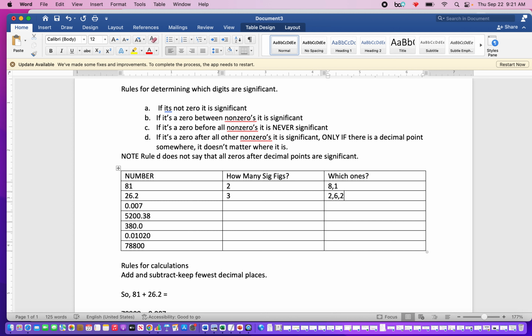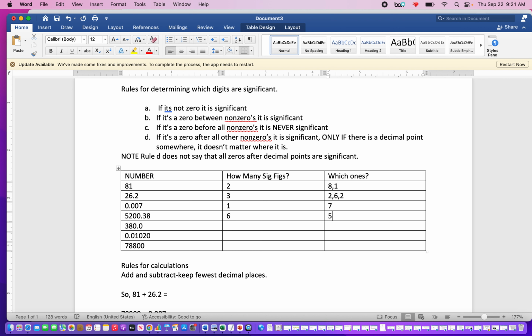All of those count. On number 3, the 0.007, notice none of those zeros at the beginning count. Those are all zeros before non-zeros, so they should not count. So we're left only with the 7, so we have 1, and it's the 7. On this next one, we got the 5, the 2, the 3, and the 8. Those are all non-zeros, so they all count. There's 4. And those 2 zeros are trapped between non-zeros. See, between non-zeros, we count them. So 1, 2, 3, 4, 5, 6. All 6 of these count.